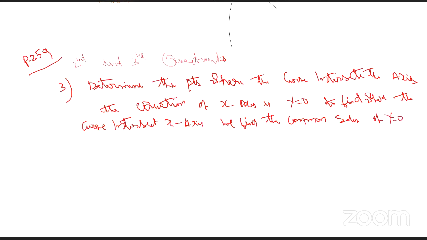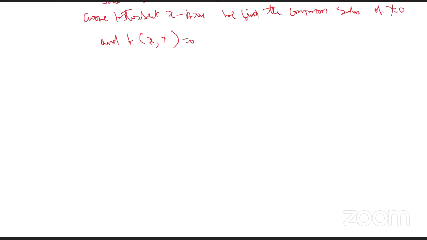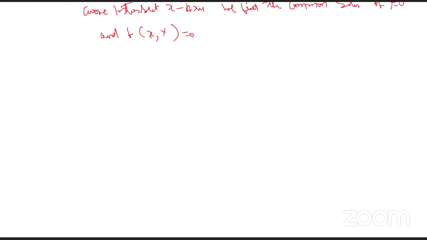and f(x, y) = 0. So these two equations result in an equation in x, and solving we obtain the points of intersection with x-axis. Similarly, putting x equal to 0 and solving the resulting equation for y, we can find the points of intersection with y-axis. So fourth point, vice versa.